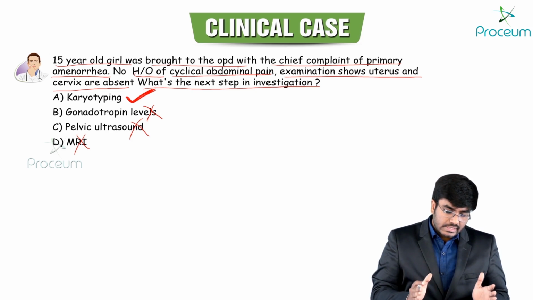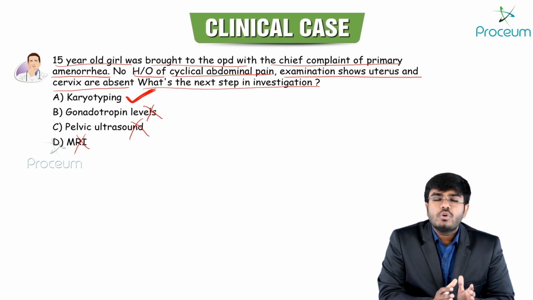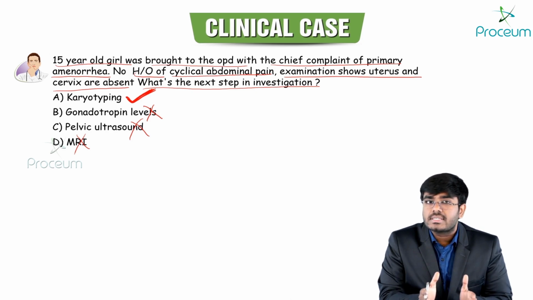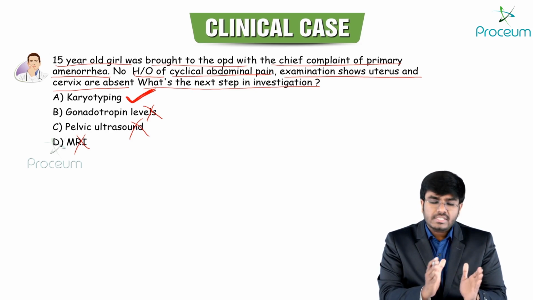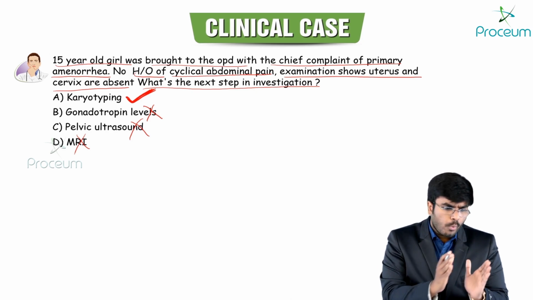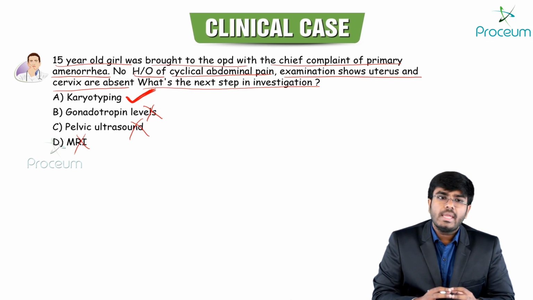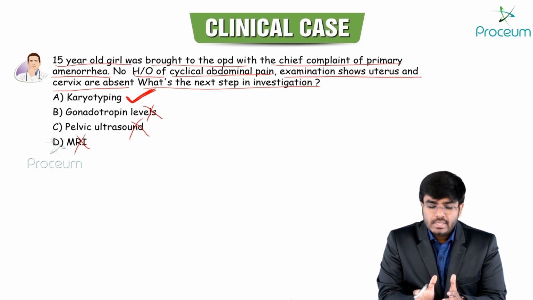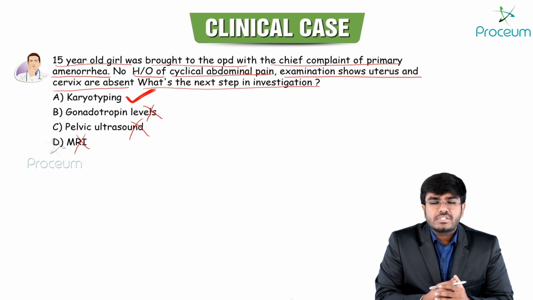Okay. So these are some important clinical cases regarding MRKH syndrome and androgen insensitivity syndrome. How to differentiate between these two cases? Both are cases of primary amenorrhea. Both of them don't have internal reproductive organs. But one is a male, the other is a female. So this is how to differentiate between these two conditions.